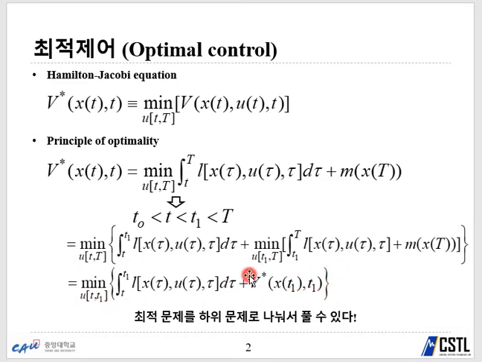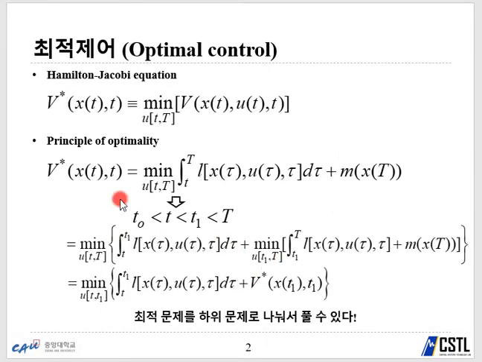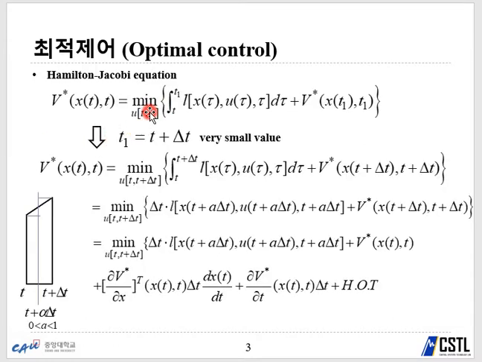This equation means, we can observe that from this equation, we can divide the total optimal problem into a suboptimal problem, and the solution of the suboptimal problem is the same as the total optimal solution. That is the principle of optimality. And then from this equation, we reset t1.